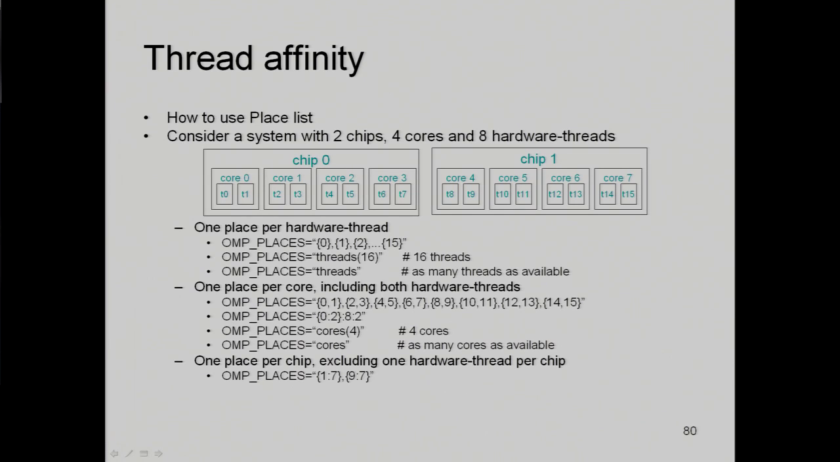How about if I want one place per chip? That means my place maps to a chip level. So that I have 1-7 and 9-7, that kind of idea. So there's a very flexible syntax that you can use to express your specific target architecture.